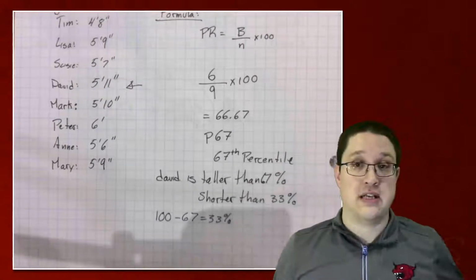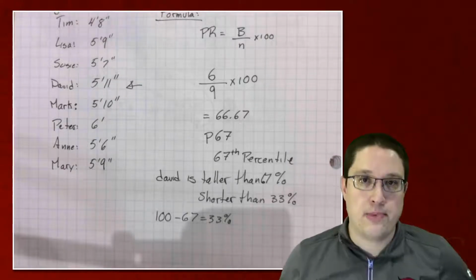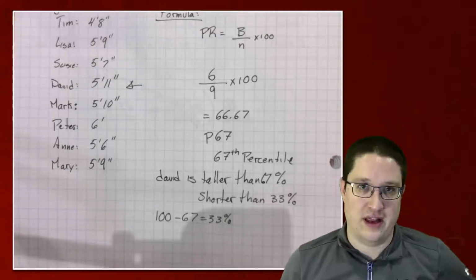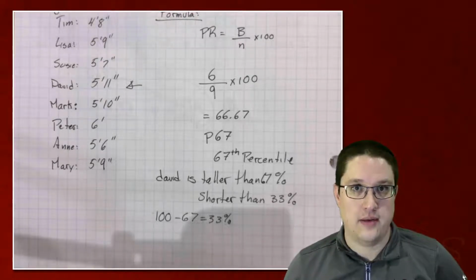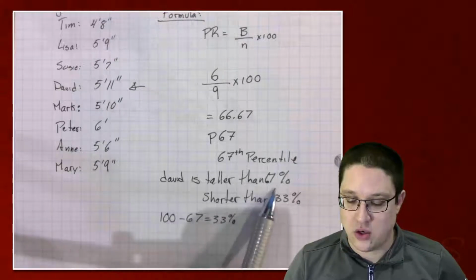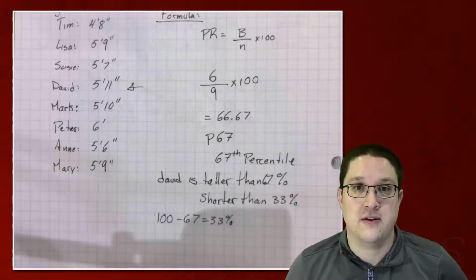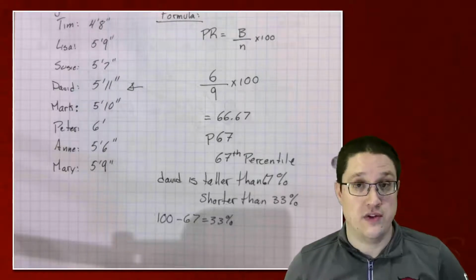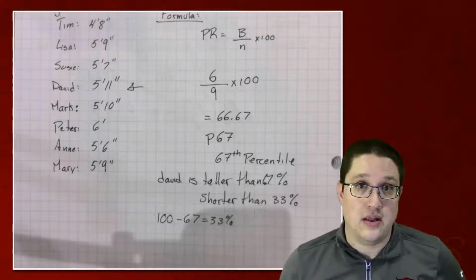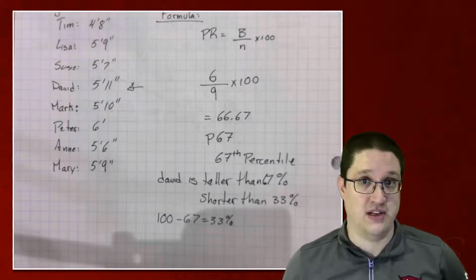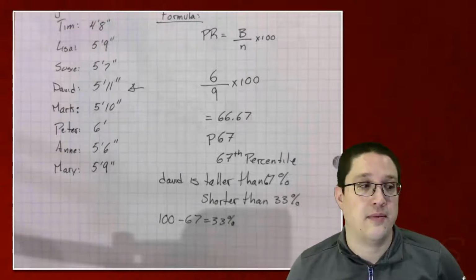So percentile rank says what percentage of people did you do better than, or are taller than, or are faster than. In this case, David is taller than 67%, shorter than 33%. Okay? So if you got a high percentile rank, that's good. That means you did better than that percent of people. A low percentile rank is bad. It means you did worse than that.